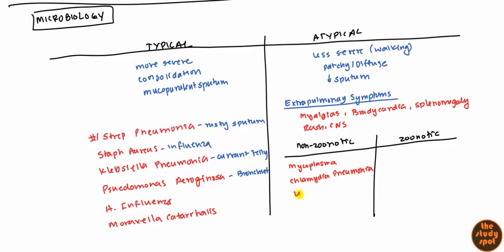What's interesting about all three of these is that they are all intracellular bacteria, and that's why they tend to be atypical, because atypical tends to be bugs that go inside the actual alveolar cells. So keep that in mind. Zoonotic, we have psittacosis, which you get through birds, Q fever, and tularemia. So those are your zoonotic bacteria which cause atypical pneumonia.